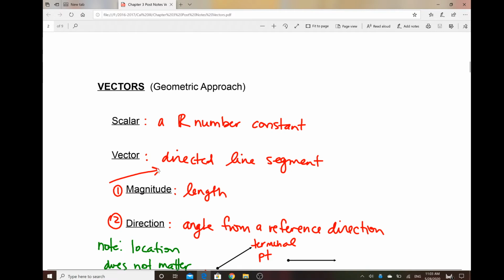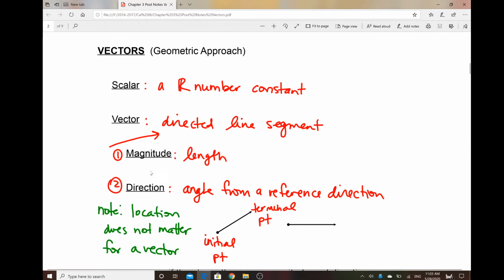Okay. And the good thing about the vector is it shows the magnitude, so it has the length. So the magnitude shows the length. It shows how long the vector is. And the direction shows the angle formed from a reference direction. Okay. So notice that the location does not matter for a vector.